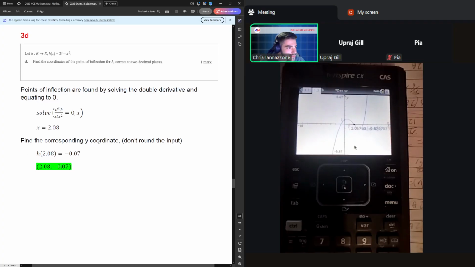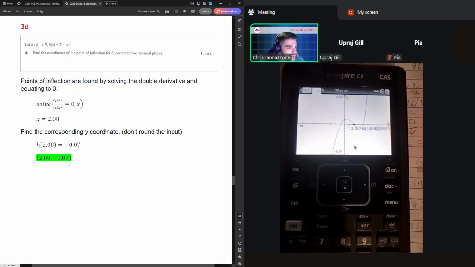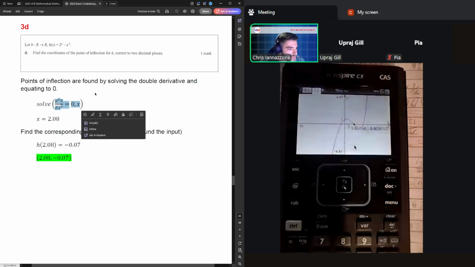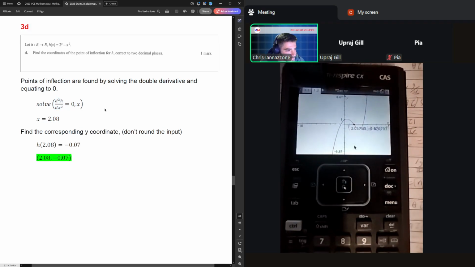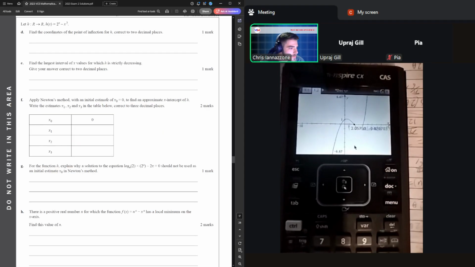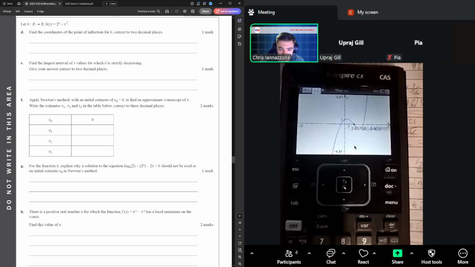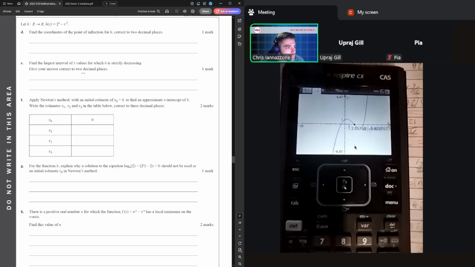But it still works, right? If you have a look at the screen share again for the PDF and ignore the 2.08 that I've written there, instead imagine it being 2.06. Yeah, you're still just doing double derivative being zero. Cool. If there's any questions, let me know. Otherwise, part E, the largest interval of x values for strictly decreasing.